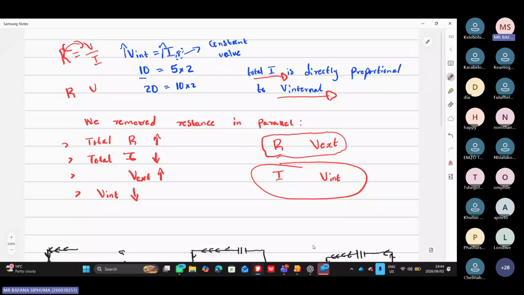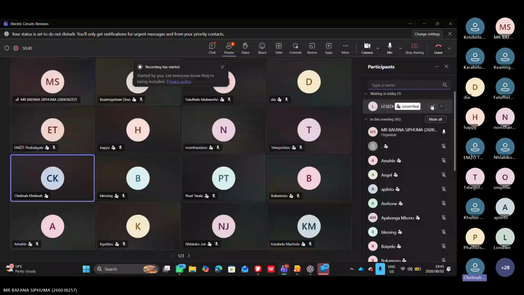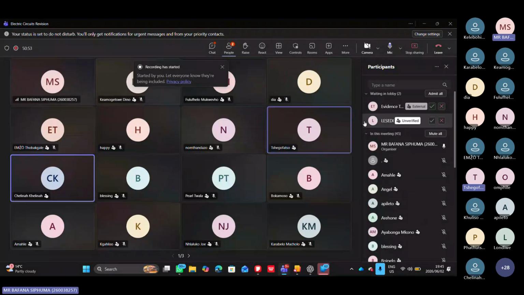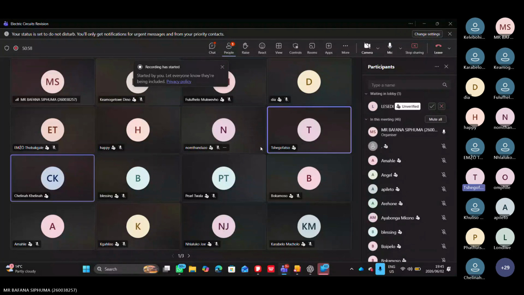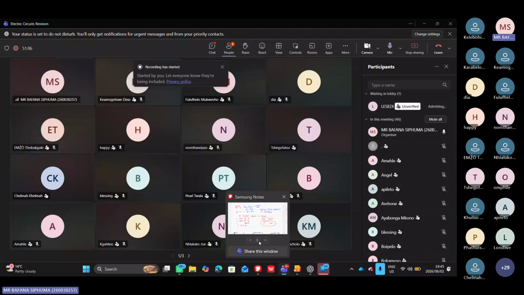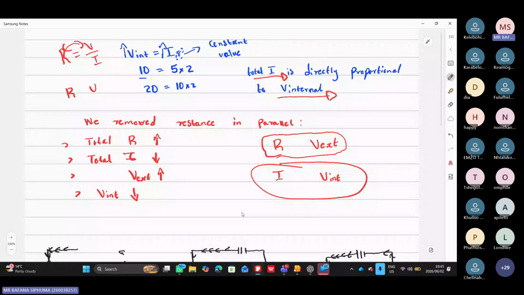So far, are we fine? Is there anyone with a question? Are we fine? If you are fine, just do the thumb. What is the difference between the V total and the V external? Okay. Let me explain that. V total and V external.